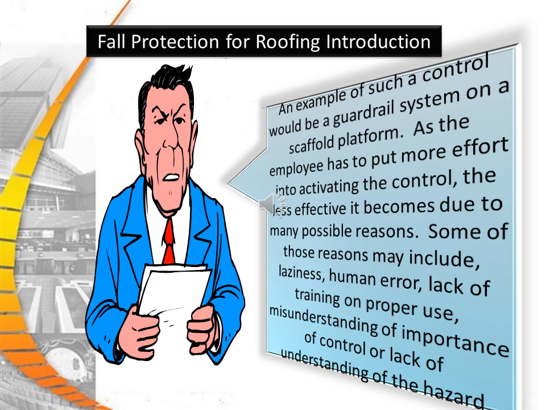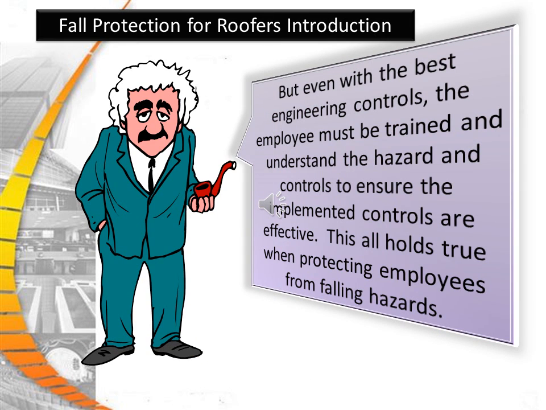An example of such control would be a guardrail system on a scaffold platform. As the employee has to put more effort into activating the control, the less effective it becomes due to many possible reasons. Some of those reasons include laziness, human error, lack of training on proper use, misunderstanding of the importance of control, or simply a lack of understanding of the hazard. Even with the best engineering controls, the employee must be trained and understand the hazard and controls to ensure implemented controls are effective. This all holds true of protecting employees from falling hazards.